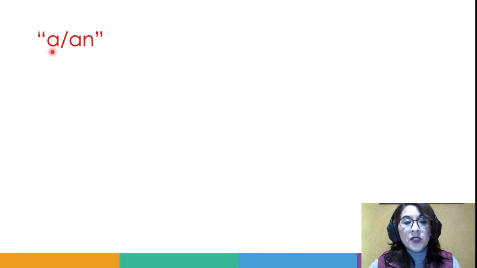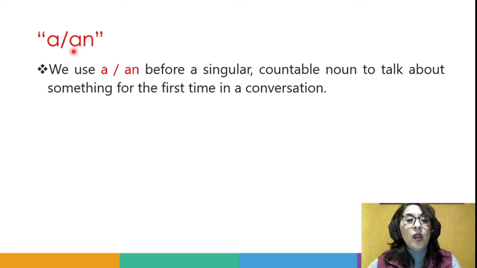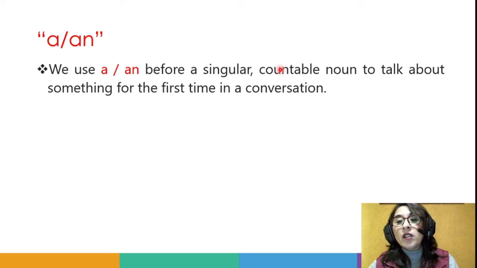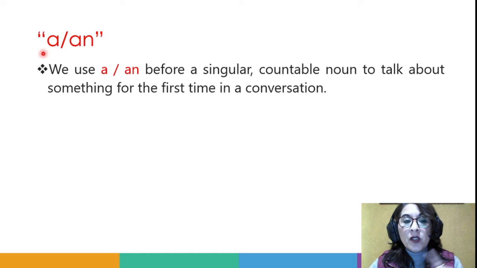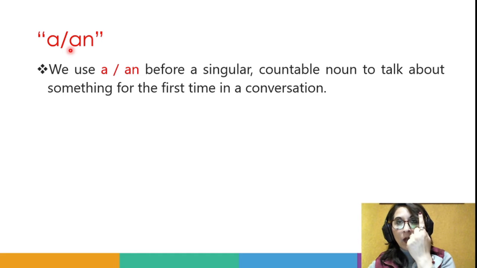And we are going to start with these articles, a, an. Well, first of all, you need to know that we use a, an before a singular countable noun to talk about something for the first time in a conversation. That is so important. You are talking in singular because remember that the meaning of a, an is only one. Yes? A singular countable noun.